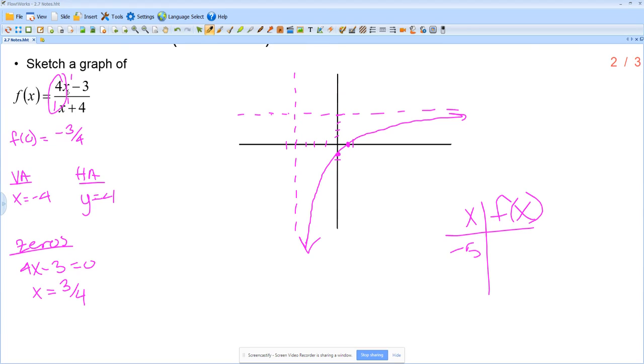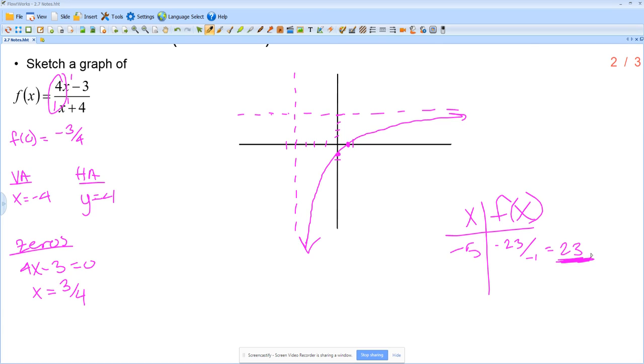When I substitute negative 5 into this, I get negative 20 minus 3, which is negative 23, over negative 5 plus 4, which is going to give me negative 1. So this is positive 23. In this particular case, I am concerned with this number, not the sign of it, because I'm trying to see whether or not this is higher than 4.